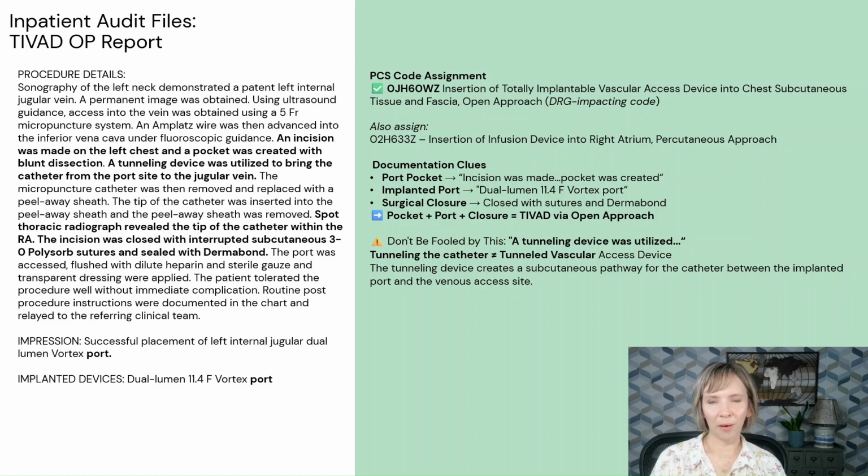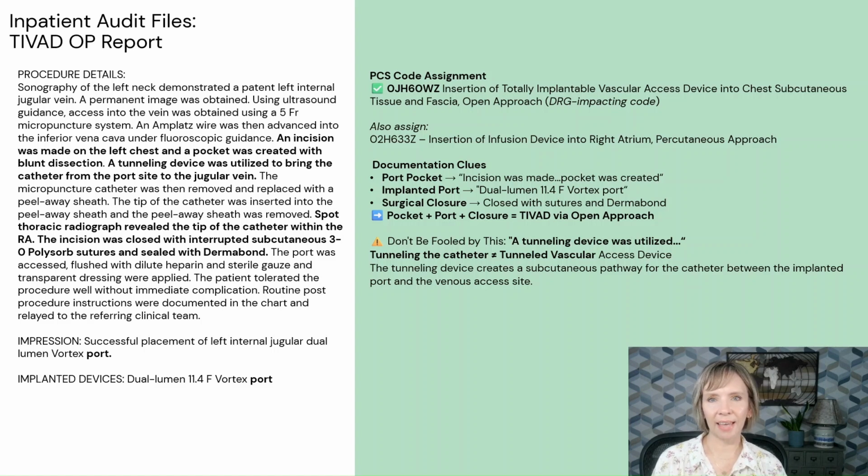One important point I want to call out is the documentation stating a tunneling device was utilized. This is where coders can sometimes get tripped up. Tunneling the catheter does not mean this was a tunneled vascular access device. With a TIVAD, the tunneling device simply creates a subcutaneous pathway for the catheter between the implanted port and the venous access site. The distinction is what the catheter connects to on the device side.